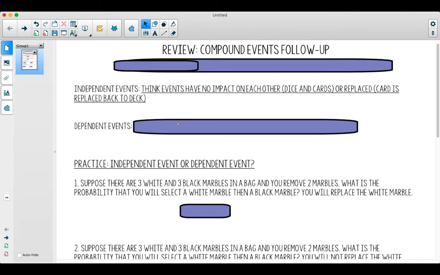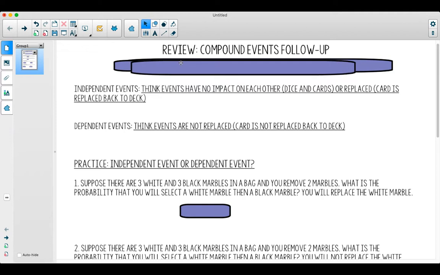Whereas for a dependent event, think that they do affect one another. So the item is not replaced back in. The card is not replaced back to the deck. The marbles are not put in the bag. So think about that when we have independent and dependent events.